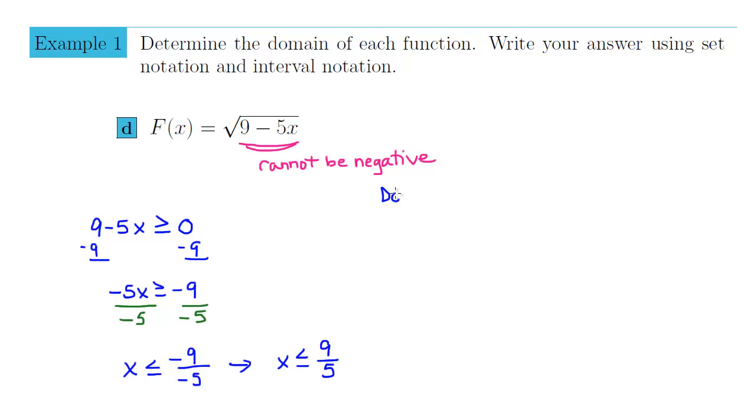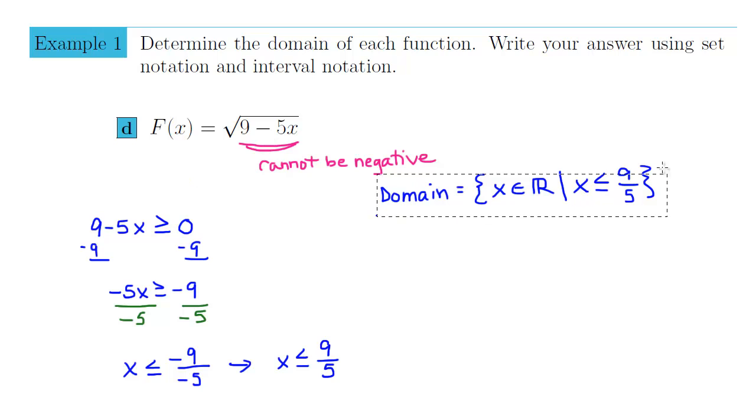So let's write the set notation for the domain of this function. The domain is the set of all x, elements of the real numbers, such that that x value must be less than or equal to 9/5. As long as our x value is less than or equal to 9/5, when we substitute that x value into this radical, we will come up with a positive answer, or 0. So this here is the set notation for our domain for this function.